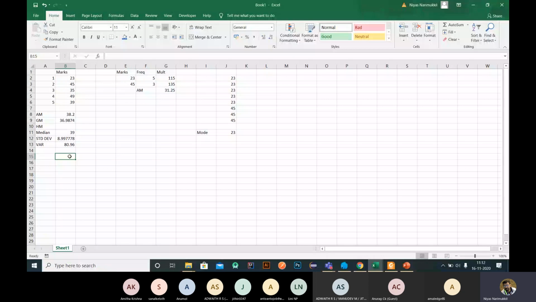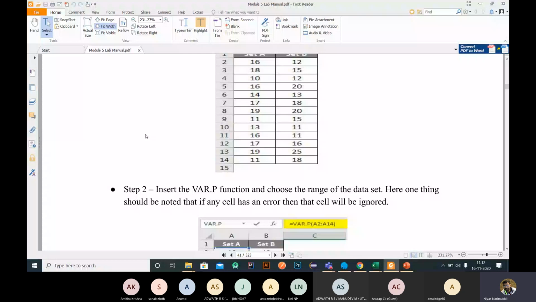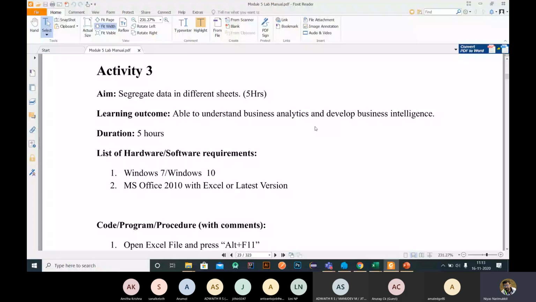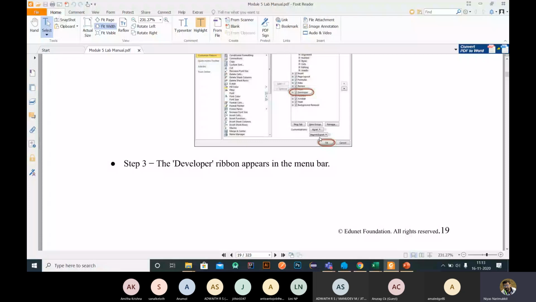I shared the document and lab manuals, everything with you. Just go through this lab manual and you will find activities 1 and 2. We discussed activity 4 to activity 8, and all of activities 1, 2, 3 you should go through by yourself. If you have any doubts, you can directly ask me. I will share these documents with you. Just go through the first 3 activities by yourselves.